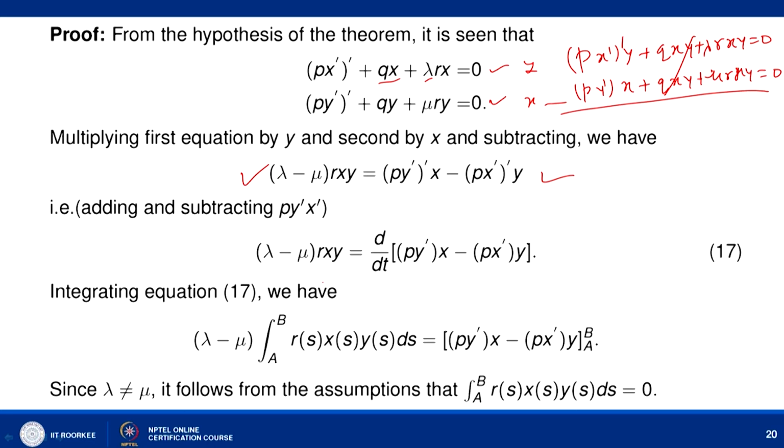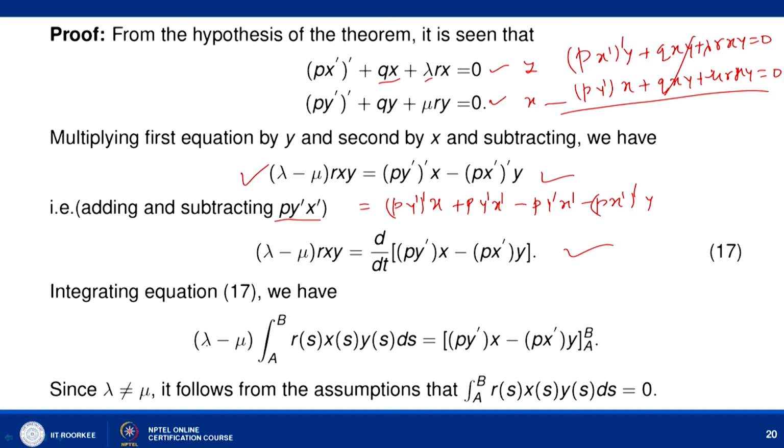Now we can simplify and write lambda minus mu times r x y equal to d by dt of (p y dash x minus p x dash y). Here we simply add the term p y dash x dash and subtract it, and we can write it like this. In fact, you can easily check that if we expand it, we will get this only. So here we have p y dash dash x plus p y dash x dash minus p y dash x dash minus (p x dash) dash y, and if you simplify, you have d by dt of (p y dash x minus p x dash y). Then we integrate this with respect to t from a to b.